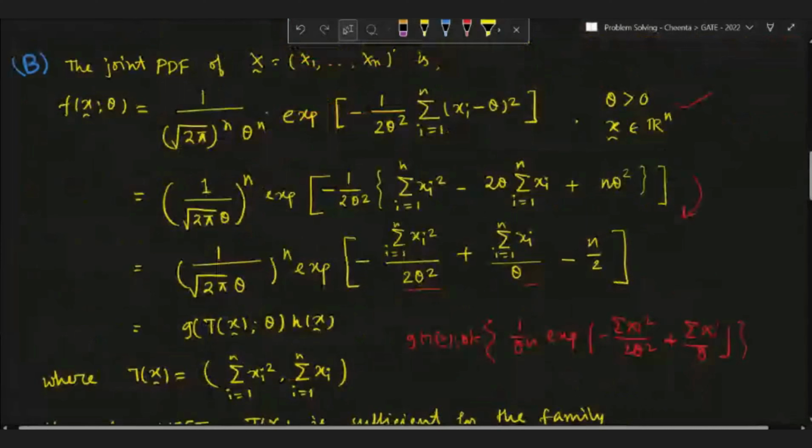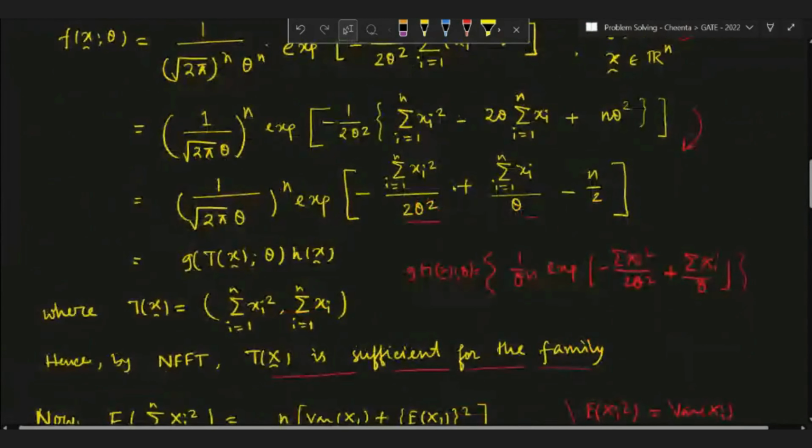Now to check option B, we first write the joint PDF of x, the sample, as follows. The PDF can be written as 1 by root 2 pi to the power n into theta to the power n into exponential of minus 1 by 2 theta square summation i equal to 1 to n (xi minus theta) square, for theta greater than 0 and x belongs to R^n. So this can be written as (1 by root 2 pi theta) whole to the power n into exponential of minus summation xi square by 2 theta square plus summation xi by theta minus n by 2, which can be written as a product of two functions g and h, where g is a function of T(x) and theta and h is a function of x, the sample only, independent of theta.